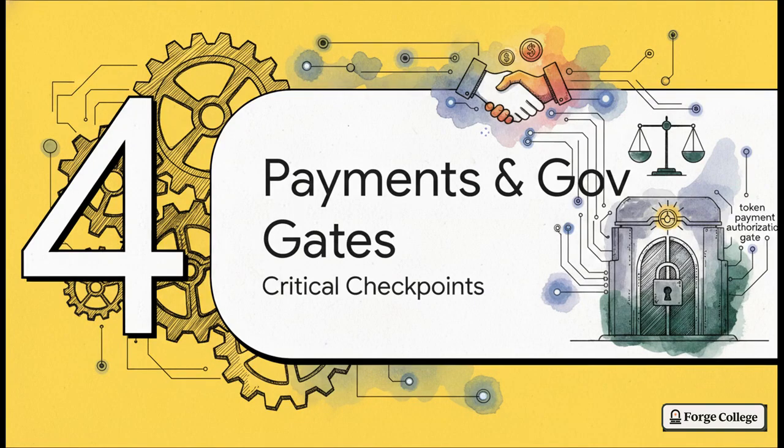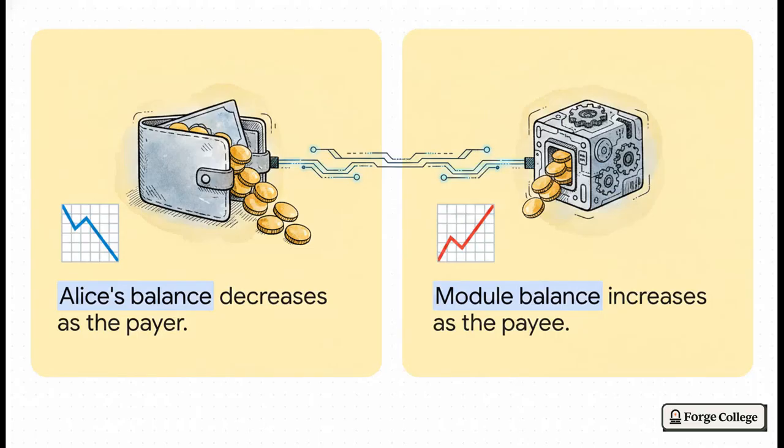Payments and governance gates. Here we introduce our next two critical integration checkpoints that really hold this whole modular system together. Let's see how this builds on our stunt double tokens from earlier.